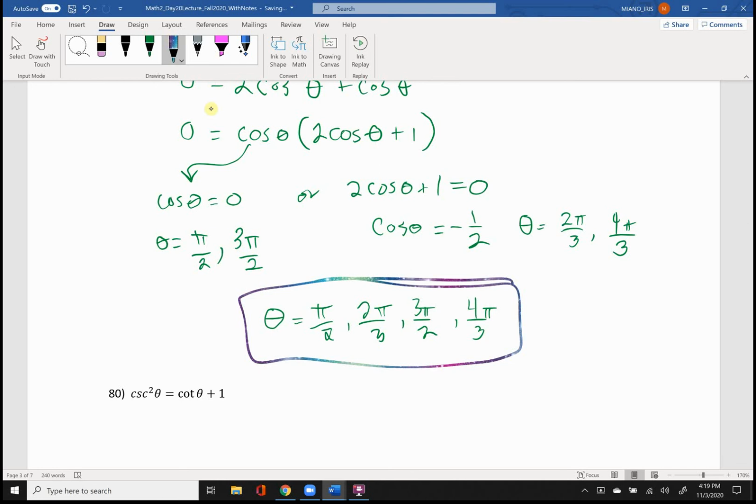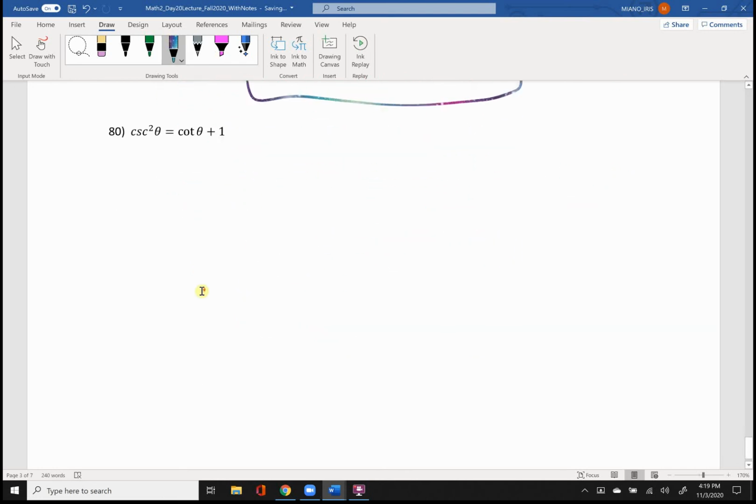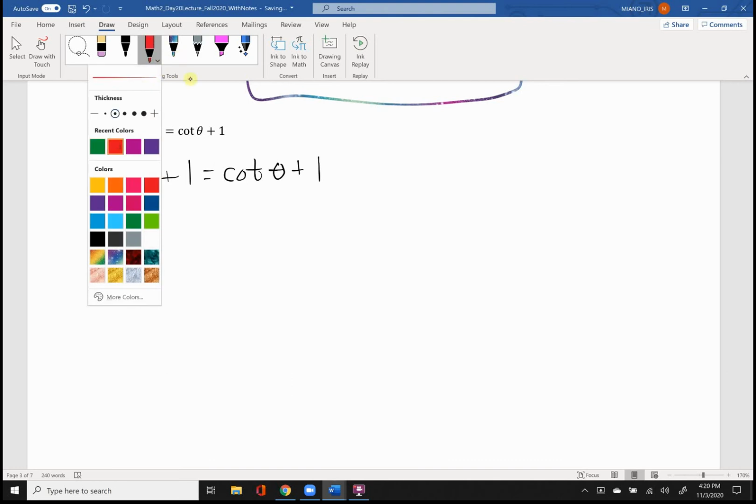Let's do this one more time and then I will let you go. Okay, so I see an opportunity to rewrite the cosecant squared theta using a Pythagorean identity. So that's what I'm going to do here. Instead of cosecant squared theta, I'm going to write cotangent squared theta plus 1. And that's equal to cotangent theta plus 1. The 1's will indeed cancel.